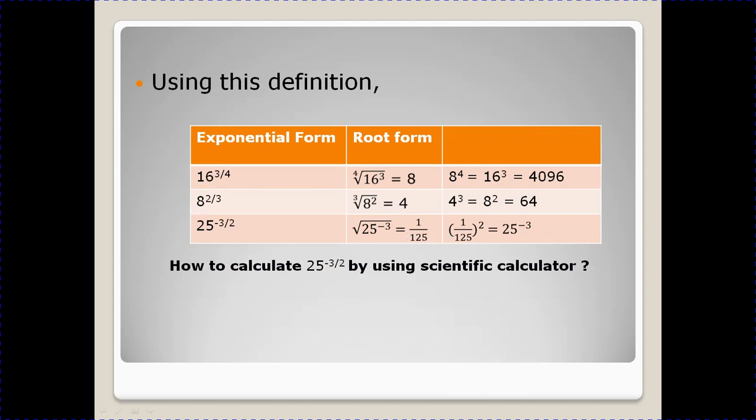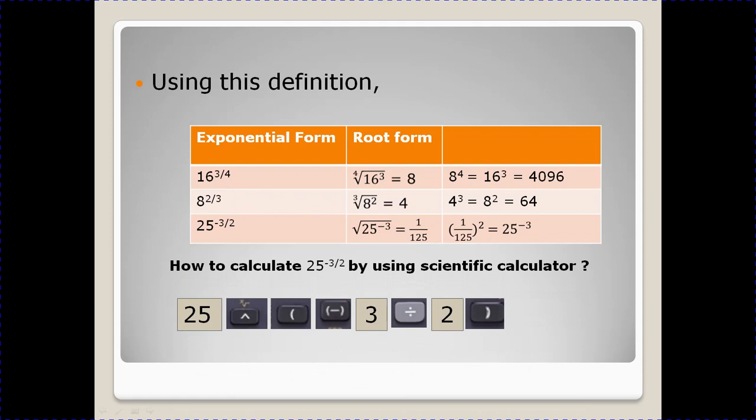Okay. Now, again, how to calculate 25 to the power minus 3 over 2 by using a calculator. First, type 25, then press on this button, the power button. Open a bracket. Then the minus sign.